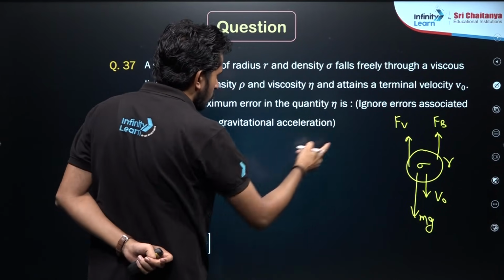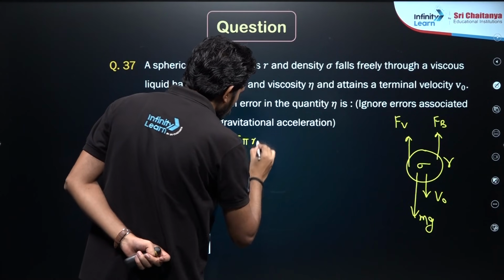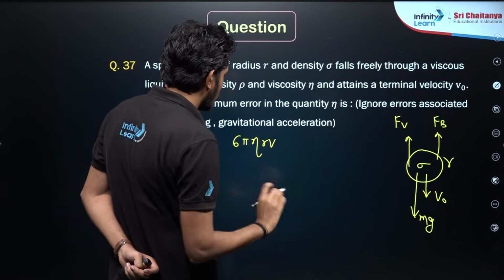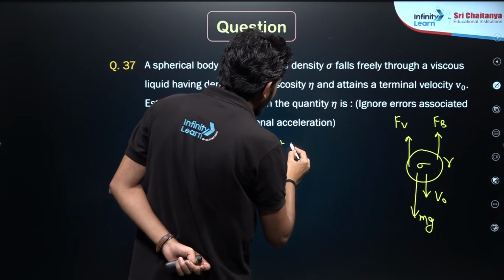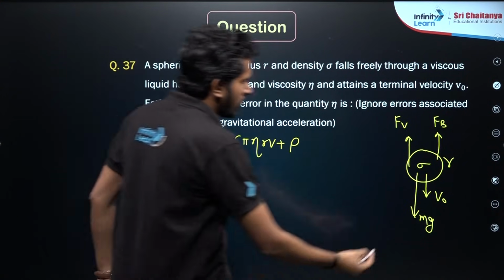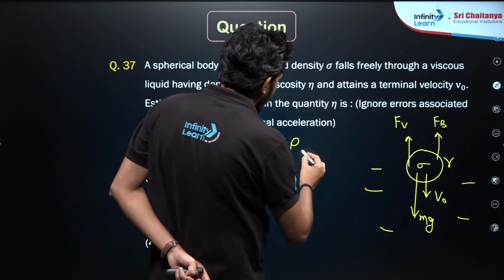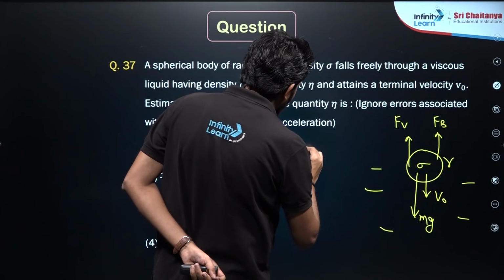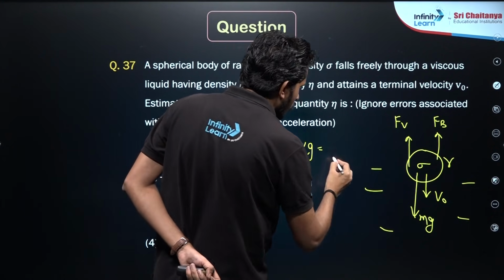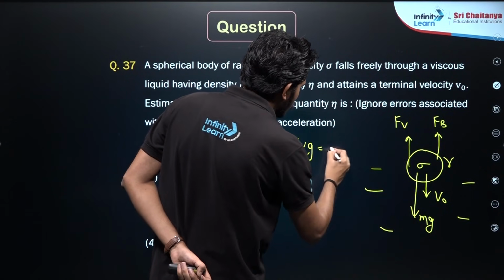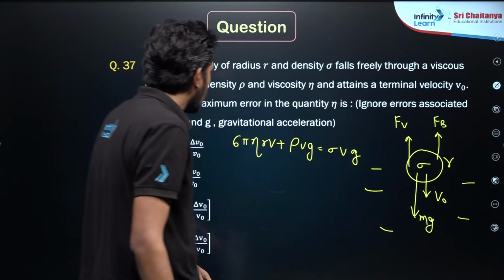And viscous force is FV. So FV is what? 6 pi eta rv. 6 pi eta rv plus the buoyant force. Buoyant force is the density of the liquid. It is moving in rho-dense liquid. So rho V, let's say V is its volume, so V into g equals mg. Mg means what? Its density is sigma. So sigma into volume is mass, sigma Vg.